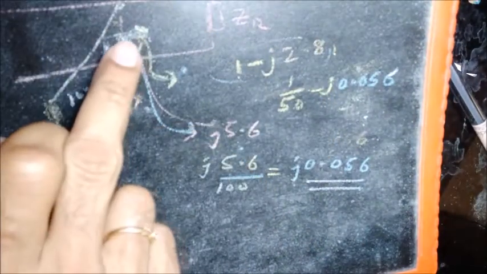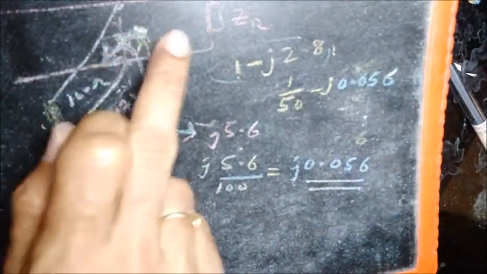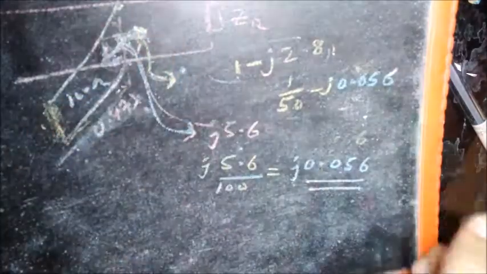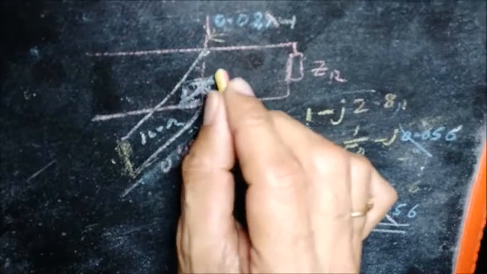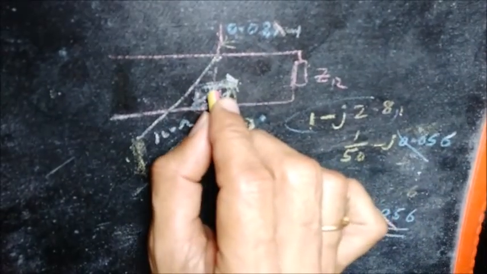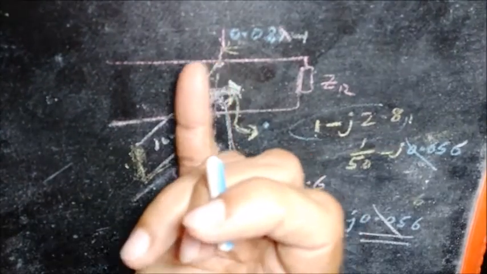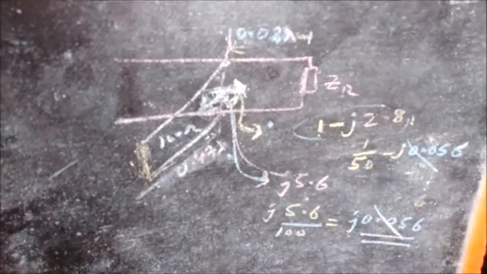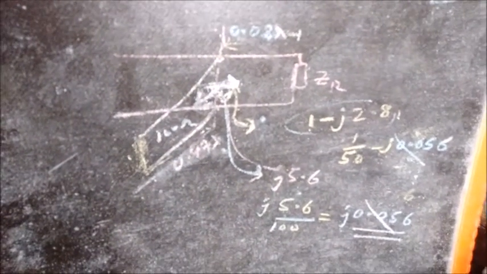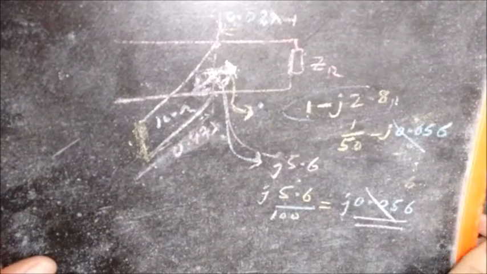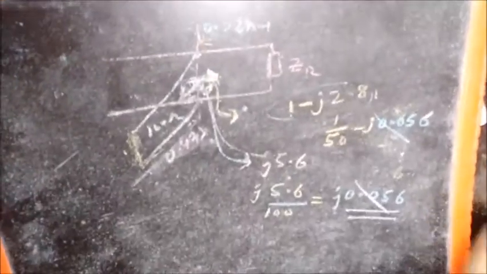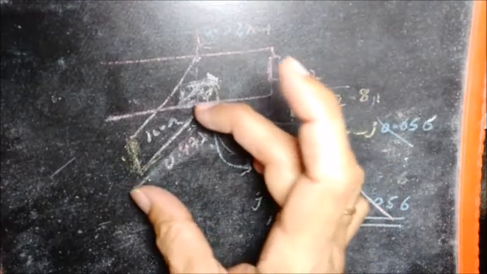So you can see that when you have this with j0.056 as admittance and this as 1 by 50 minus j0.056, when you connect the two, this effect will cancel off and you will have effectively an input admittance of 1 by 50 here, which means that this section will be matched to the 50 ohm transmission line over here. And that completes the solution to this problem. So our stub will be of length 0.47 lambda.